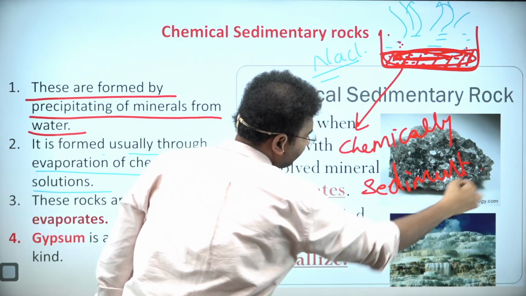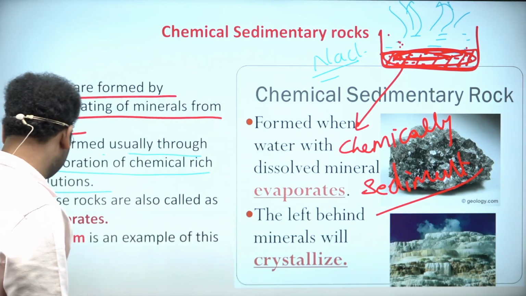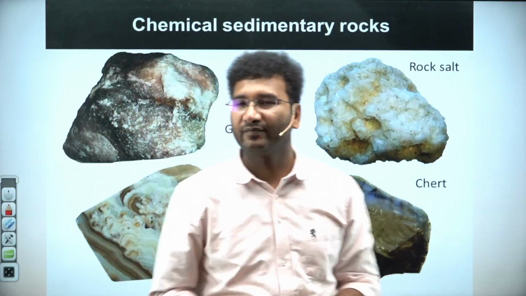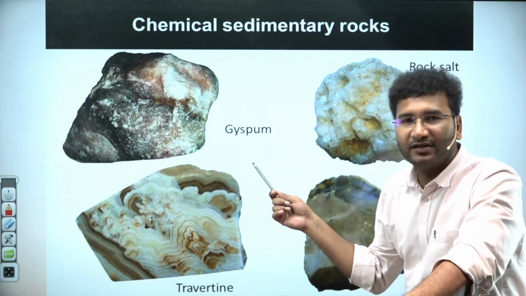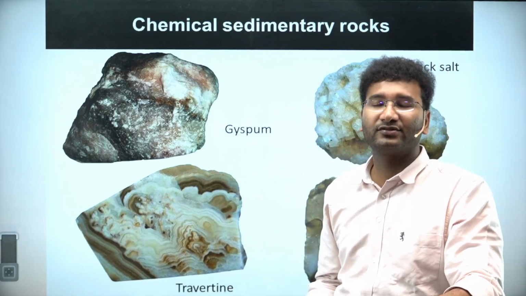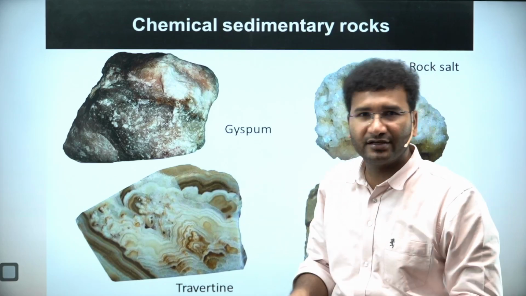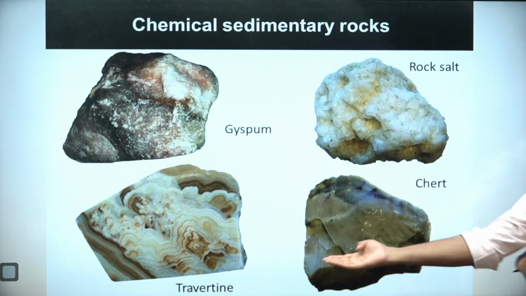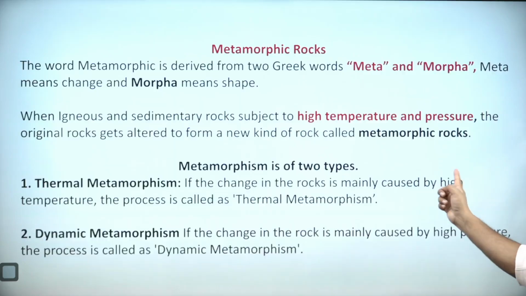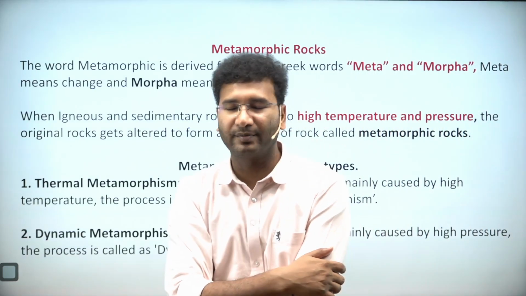Chemical sediment rock. One of the finest examples of this is rock salt. Likewise, you will also have gypsum. Gypsum is also formed by evaporation of the minerals, evaporation of the fresh water, and the rest of the minerals are precipitated down. Likewise, travertine, also chert. And the last type of rocks is metamorphic rock.